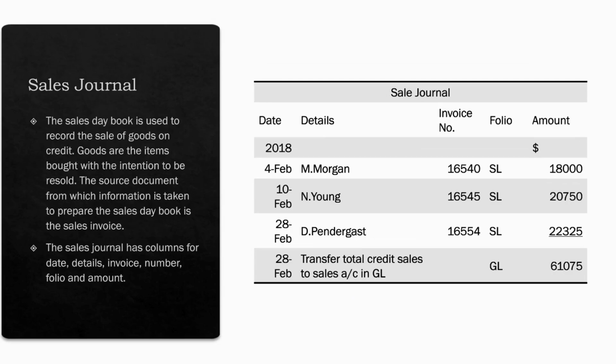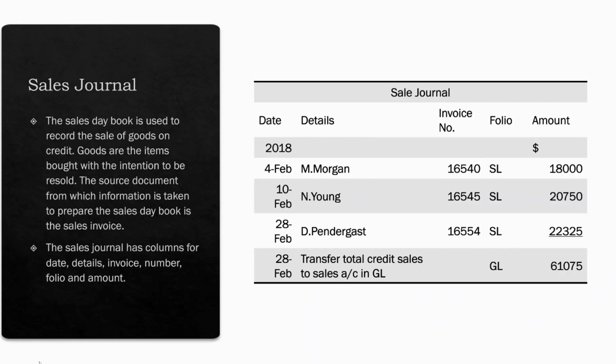Now, goods, what are goods? Goods are items that are bought with the intention to be resold. All right. And the source document from which information is taken to prepare the sales journal or the sales daybook is the sales invoice. Now, let us look at this diagram here.